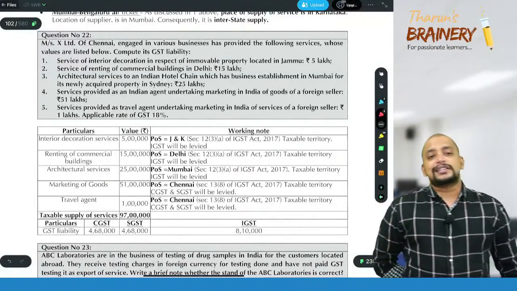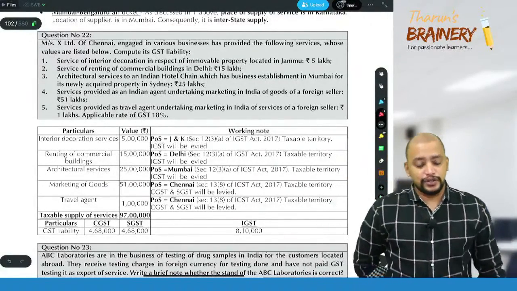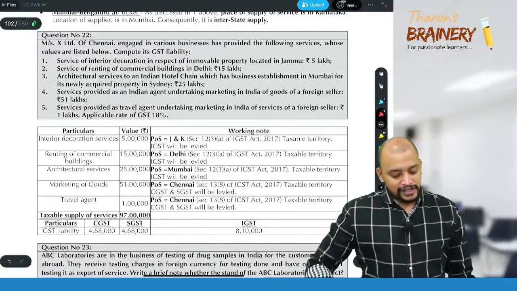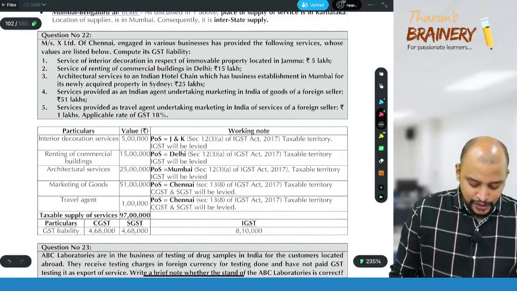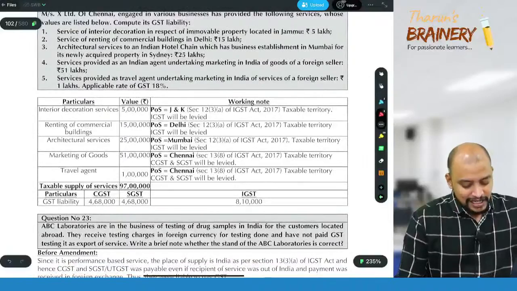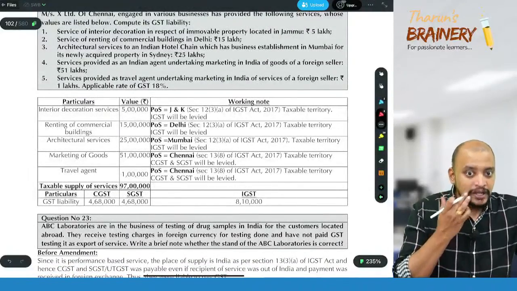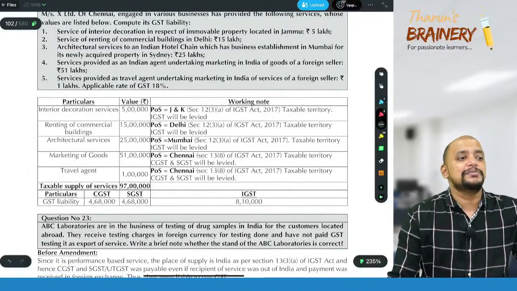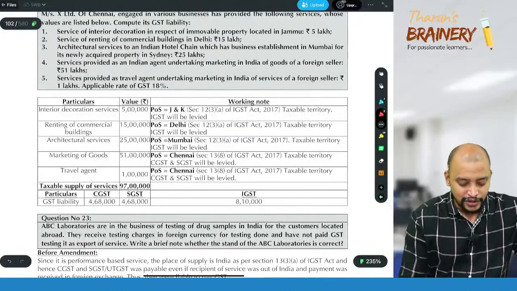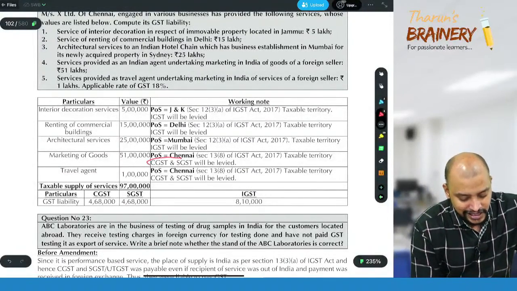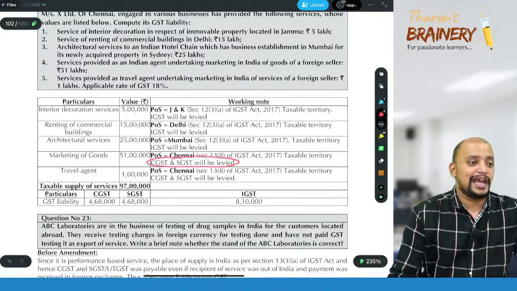Because it is determined under section 13. So IGST only. So this is the mistake here. Once the place of supply is determined under section 13, we need to take it as deemed interstate supply. So here it is not CGST, SGST, it will be IGST.